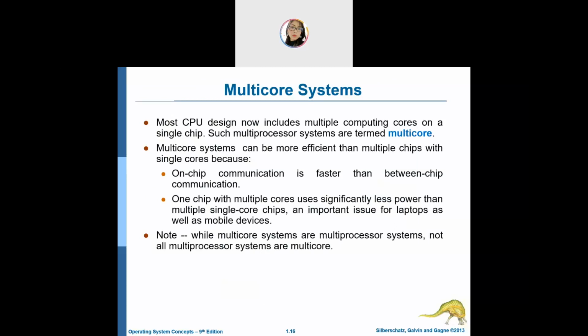And in terms of multi-core system, you have a multiprocessor system, which is called multicore. Okay.